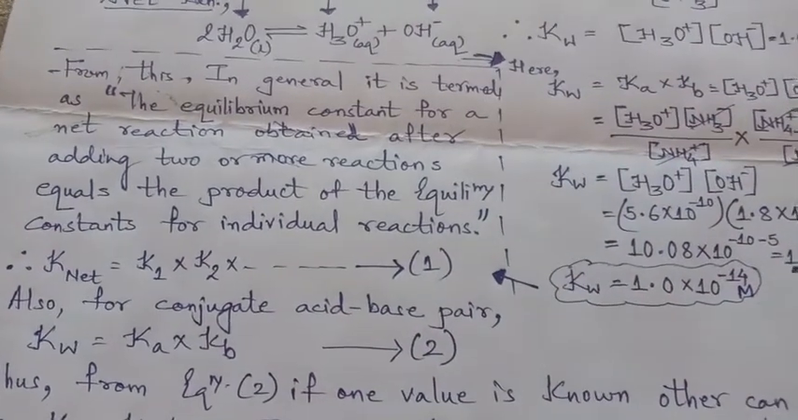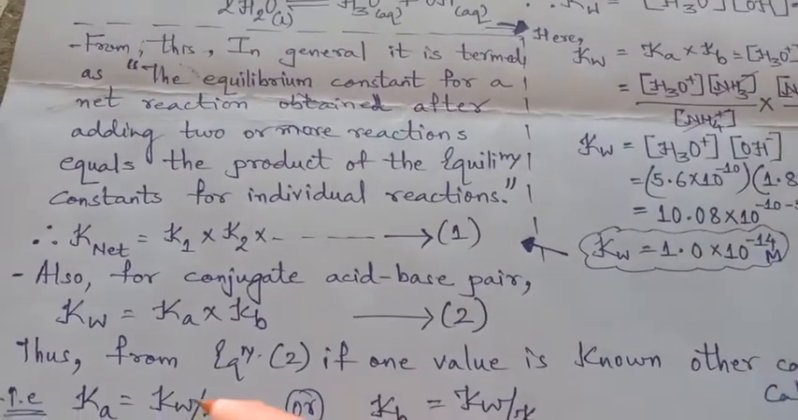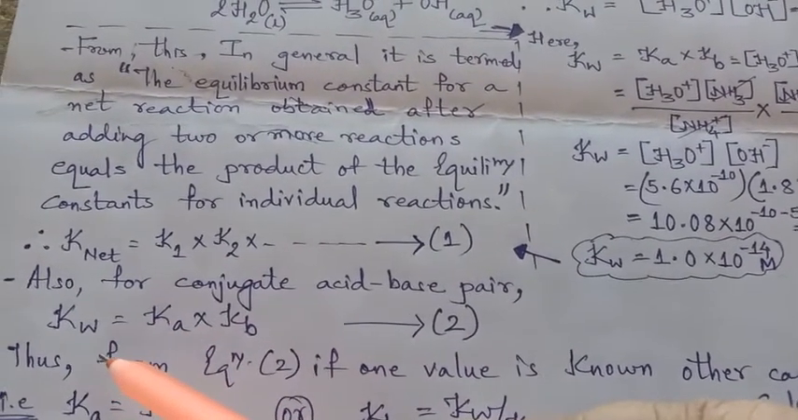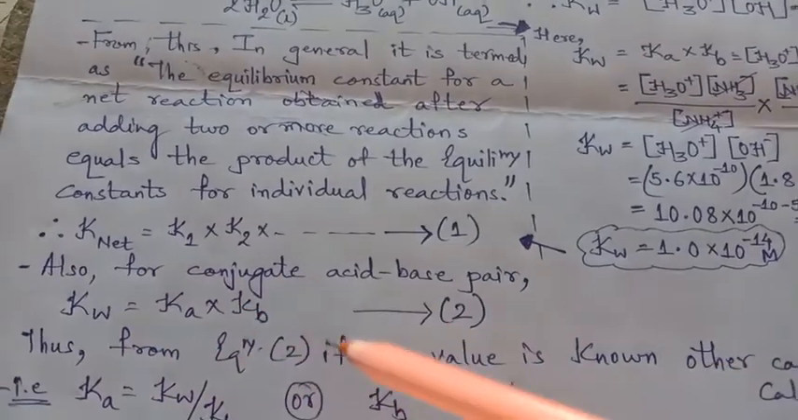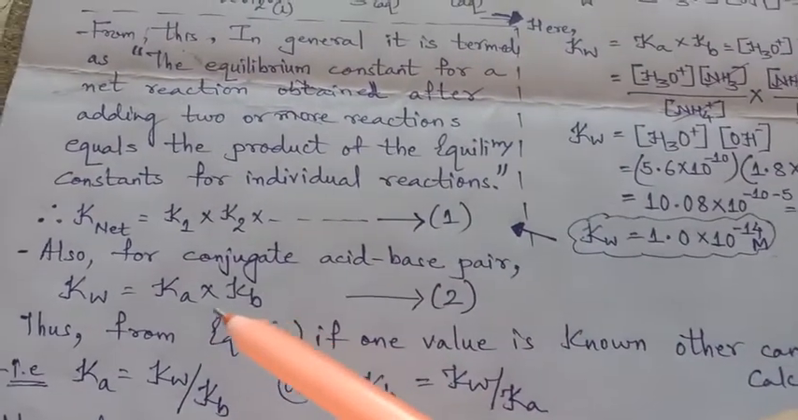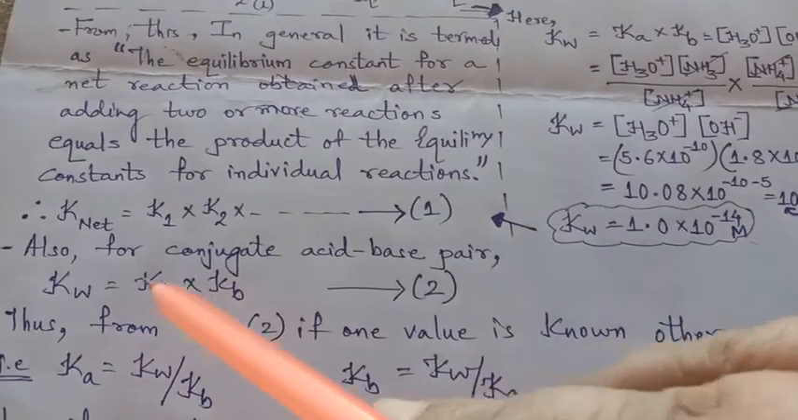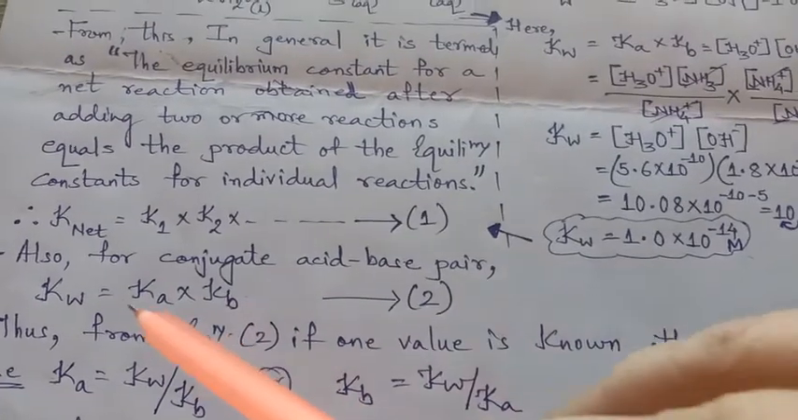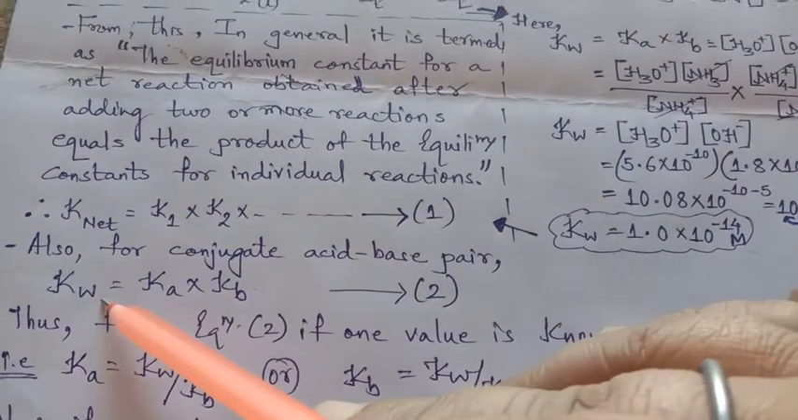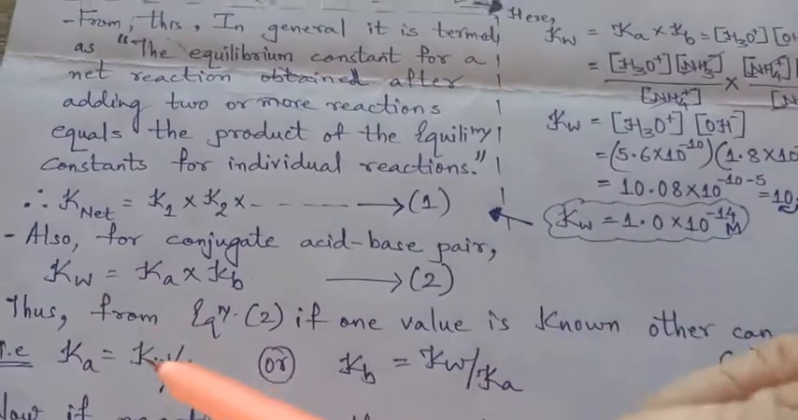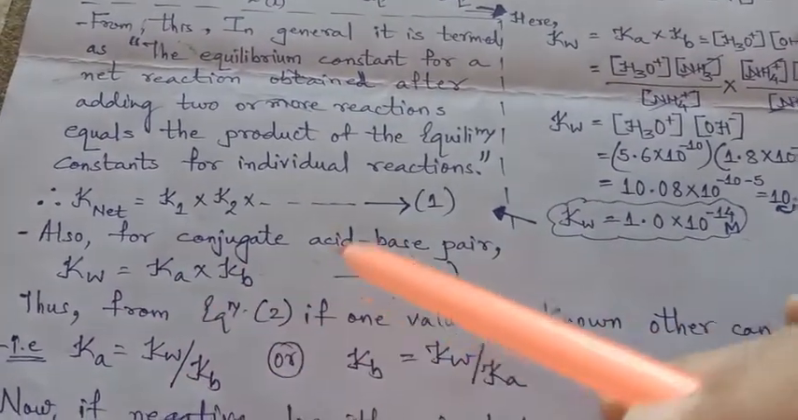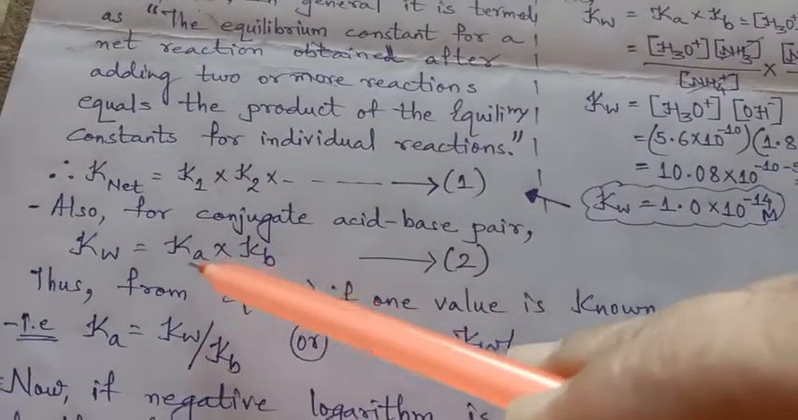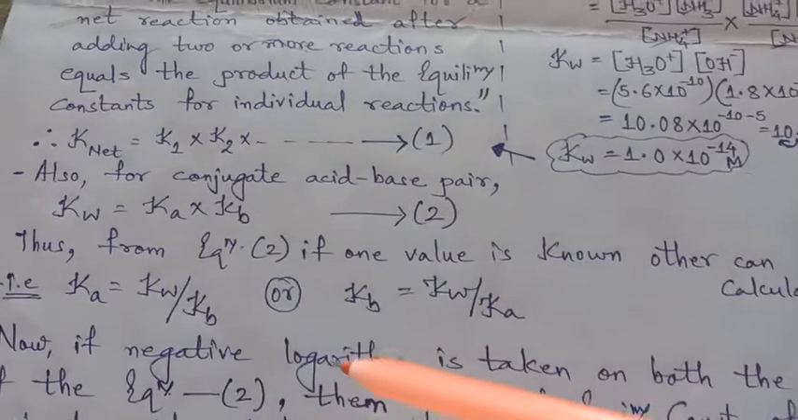If it is a conjugate acid-base pair, then the ionic product of that particular reaction will give us Kw equals Ka into Kb. So from this second equation we can say that if we know either Ka or Kb, the other can be deduced, because we know the ionic product of water is 1 into 10 raised to minus 14. So if I know Ka, I can calculate Kb, that is Kw by Ka, or if I know Kb, I can calculate Ka, that is Kw by Kb.